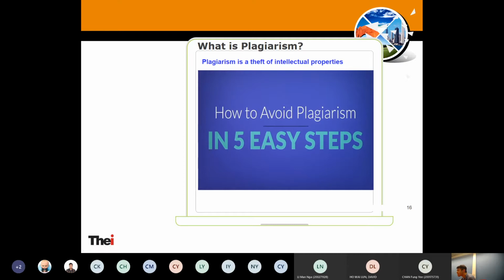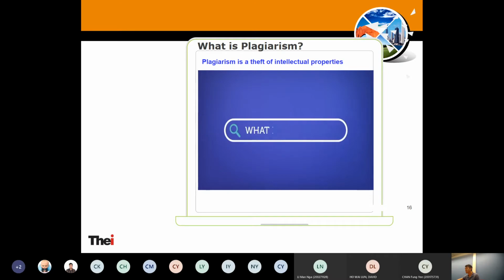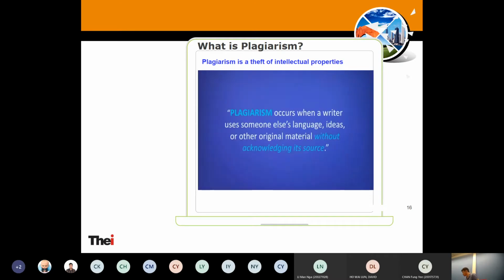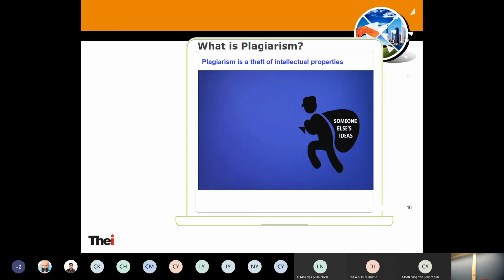Plagiarism is something we hear about often, but do we really know what it means? You might hear the word used by your professor as part of a warning and something you should avoid. But how do you do this? Let's take a look. First, what is plagiarism? Plagiarism occurs when a writer uses someone else's language, ideas, or other original material without acknowledging its source. Whether you intend to or not, you are stealing someone else's ideas.